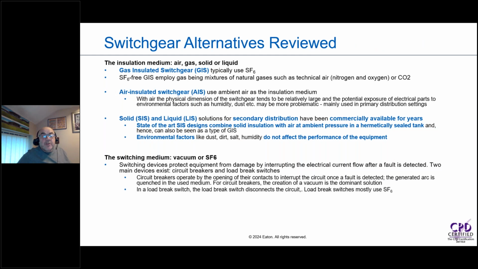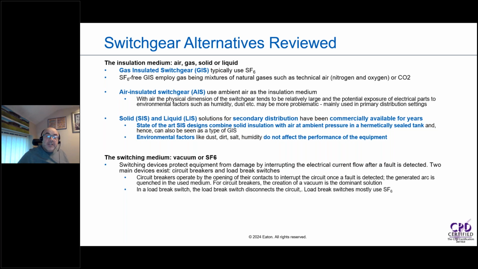So when we take a look at some alternatives, the alternatives that are available are different insulation mediums. You've got air, you've got gas, and you've got solid or liquid used as an insulation medium. Gas insulated switchgear, or GIS systems, typically use SF6 as the insulation medium. SF6-free gas insulated switchgear uses a gas which is a mixture of natural gases such as technical air, which is a mixture of nitrogen and oxygen, or also CO2 is used.